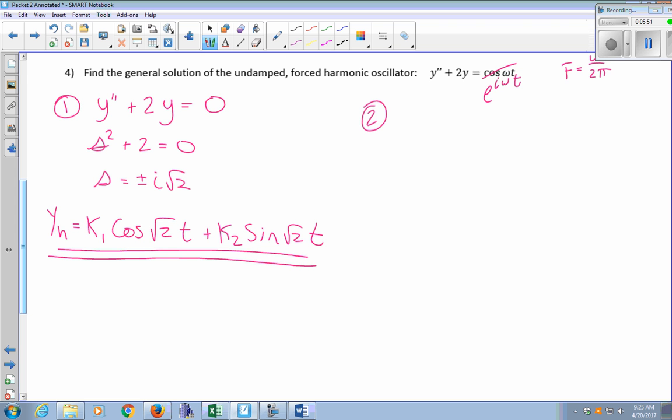You can use either method. Yes, this is a choice.